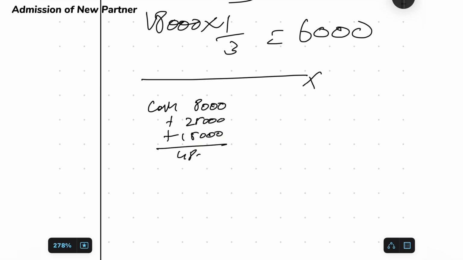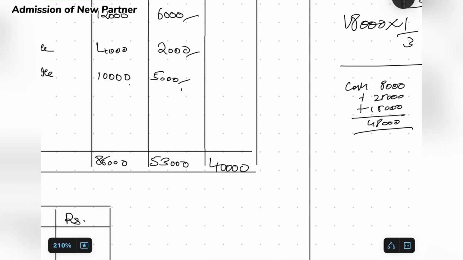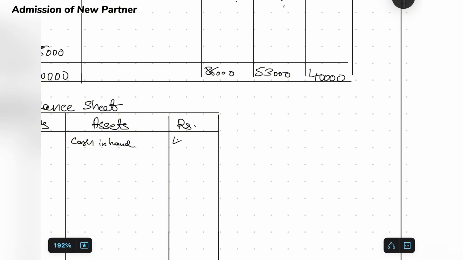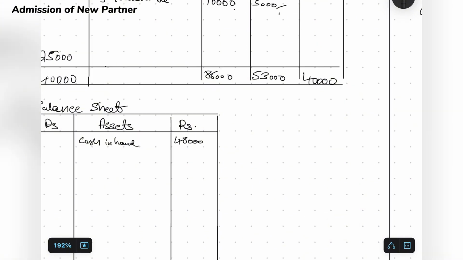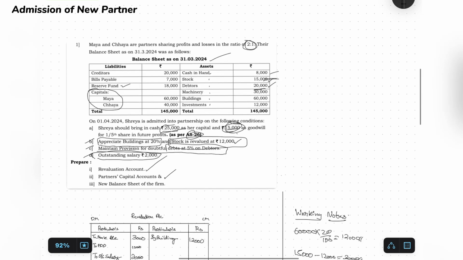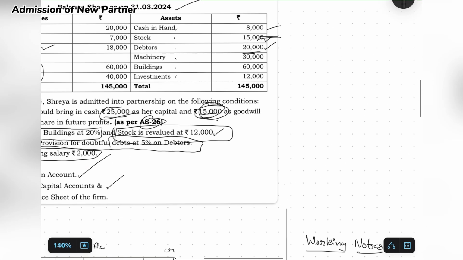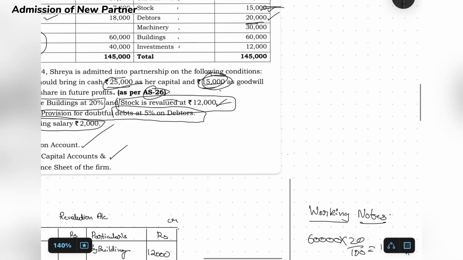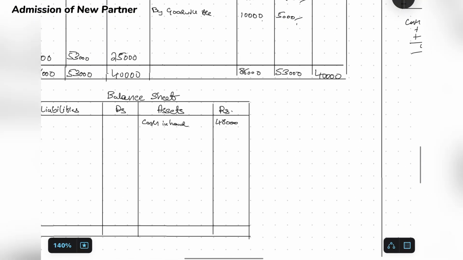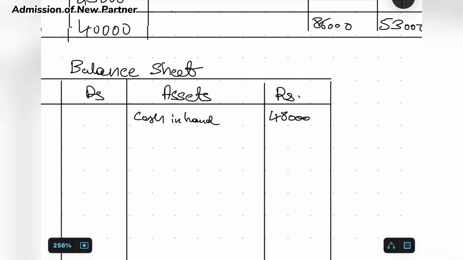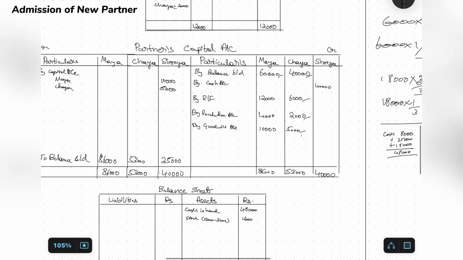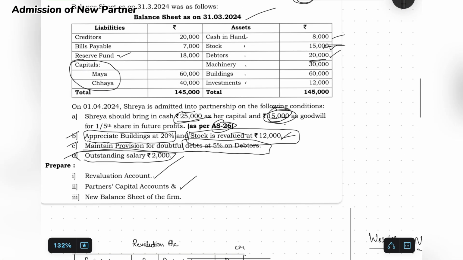That will be 48,000. So cash in hand account will be 48,000. Next I'll come to the stock. Stock is 15,000, but the current value is 12,000. So I will make a note that stock is 12,000. How? It is 15,000 minus 3,000, 12,000.